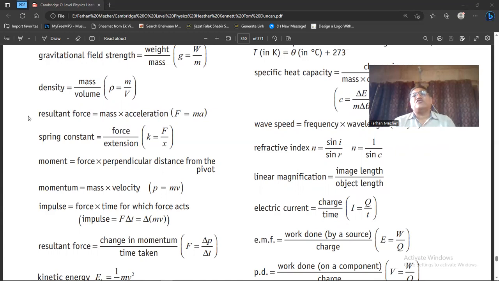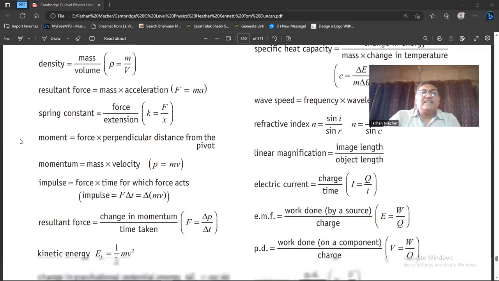Resultant force is equal to mass multiplied by acceleration. We also call this Newton's second law of motion. F is equal to ma. Here F is the resultant force, m is the mass of the body measured in kg, and a is the acceleration produced in the body, that is measured in meter per second square.